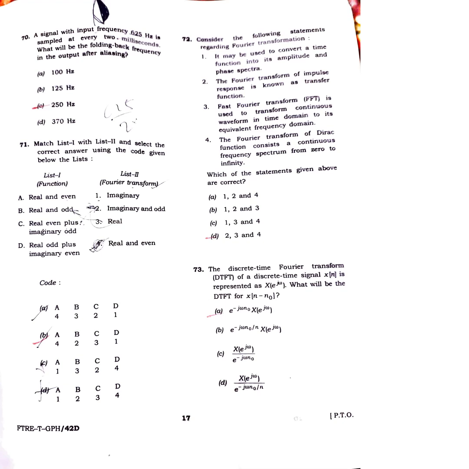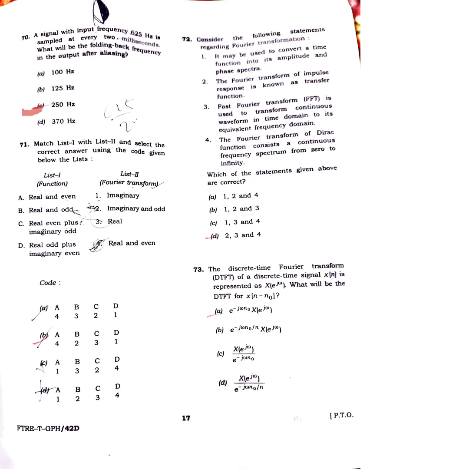A signal with the input frequency 0.625 Hz is sampled at every 2 milliseconds. What will be the folding back frequency in the output? So answer C, 250 Hz.